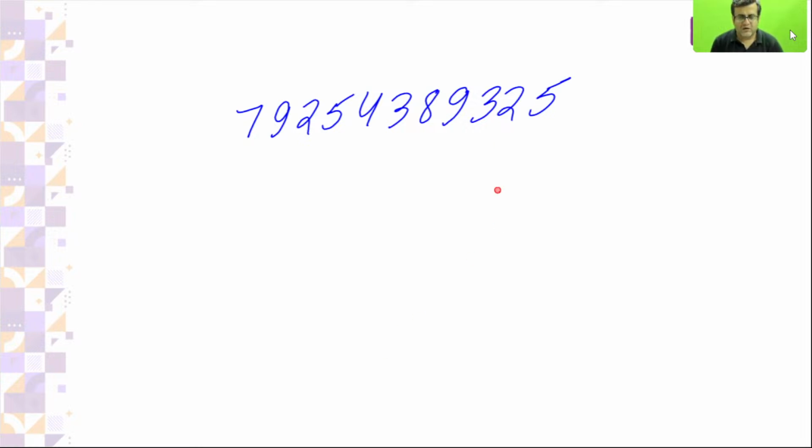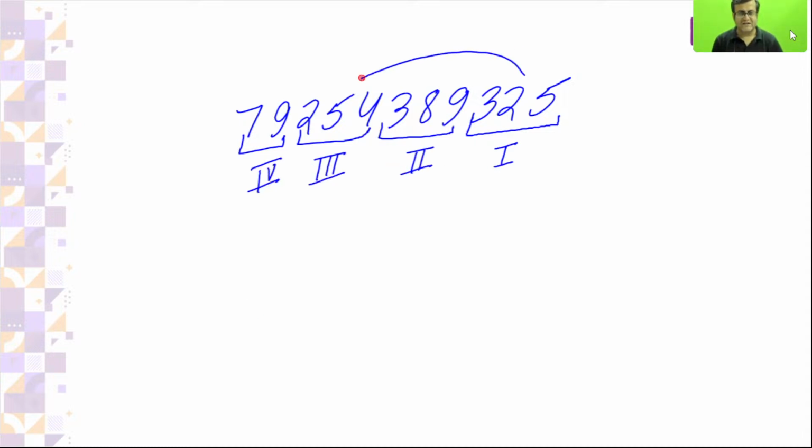If this is given, 7, 9, 2, 5, 4, 3, 8, 9, 3, 2, 5, what will you do? You will have to check whether the number is divisible by 7 or not. Take the last 3 digits. This is one group. This is the alternate group. This is again the alternate group. This is the first group, this is the second group, this is the third group, this is the fourth group. Add the alternate ones. Add these two. Add these two.